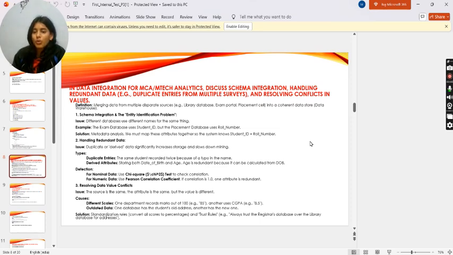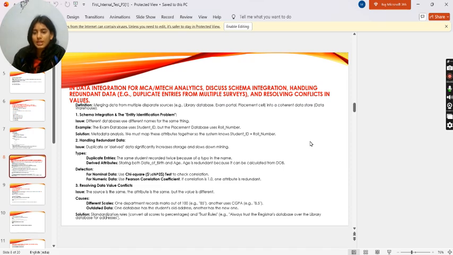Detection: for nominal data, use chi-square. To check correlation for numeric data, use the Pearson correlation coefficient. If the correlation is 1.0, the attribute is redundant.